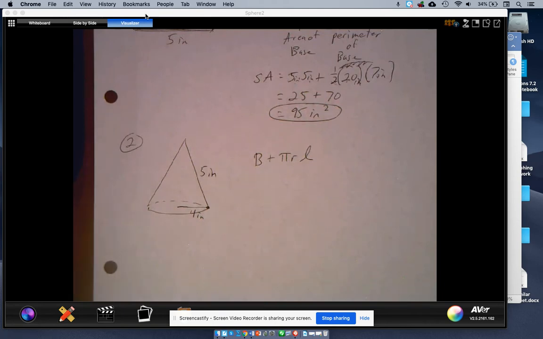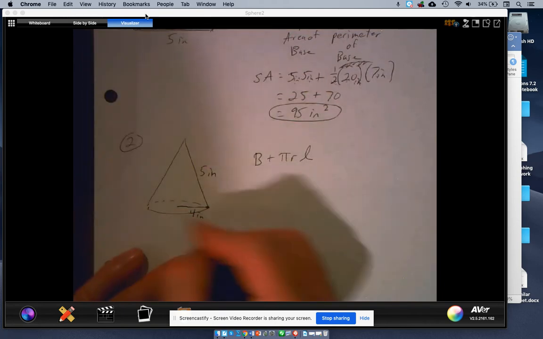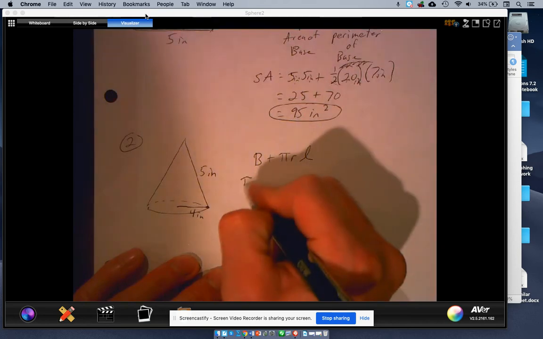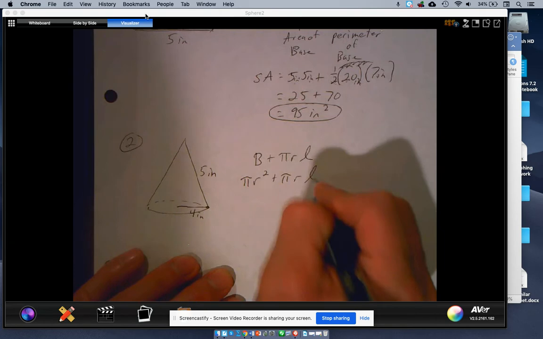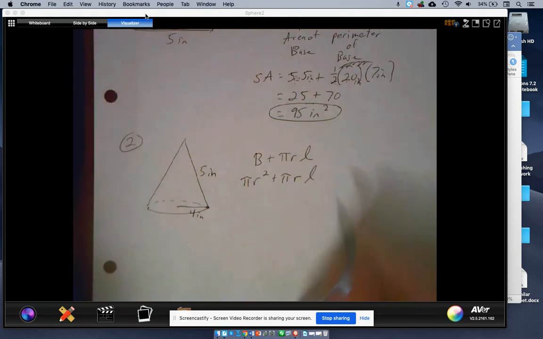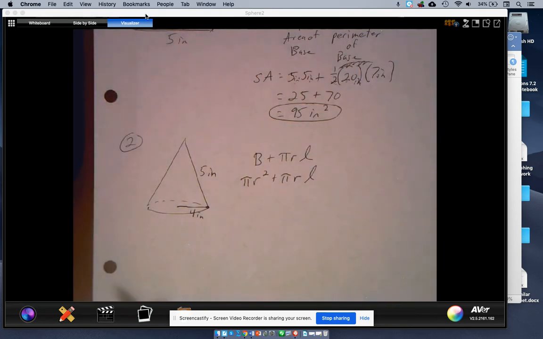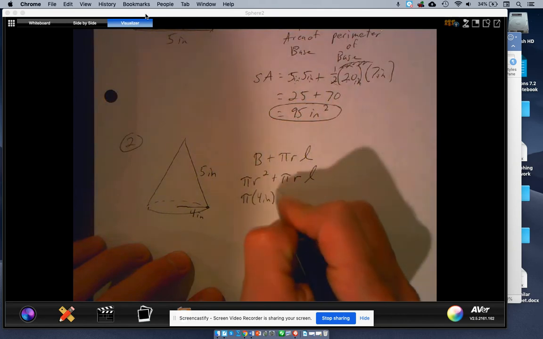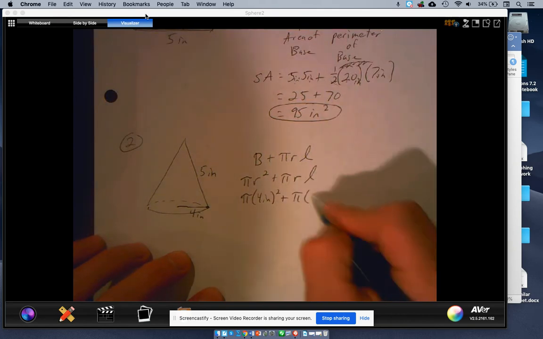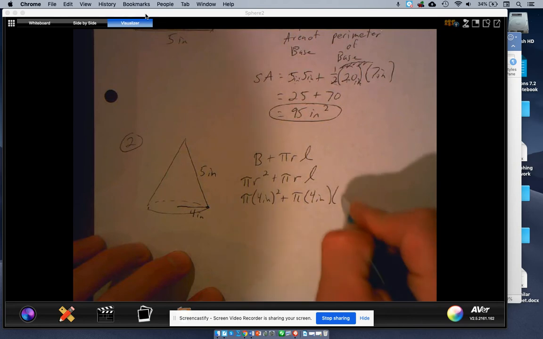Now, let's make that formula even better. Base is a circle, so the area of the base is pi r squared plus pi r slant height L. I don't know why they call it slant height. L being slant height, I don't know why it's an L, but that's what we use. And then we just plug everything in: pi times 4 inches squared plus pi times 4 inches times 5 inches.